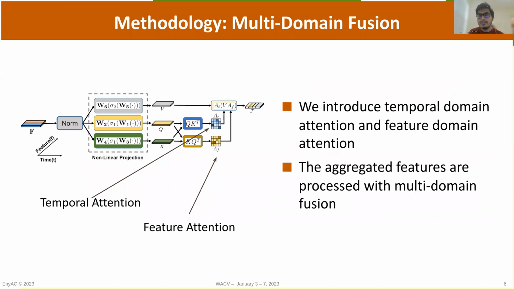And we introduced a multi-domain fusion that was utilized in the multi-window temporal fusion process. So we do 2 stages of attention. One is the temporal attention, another one is the feature attention. This 2 attention approach helps to recalibrate both the temporal and feature domains.